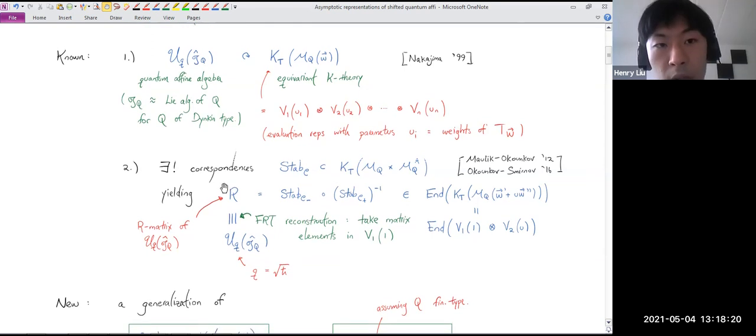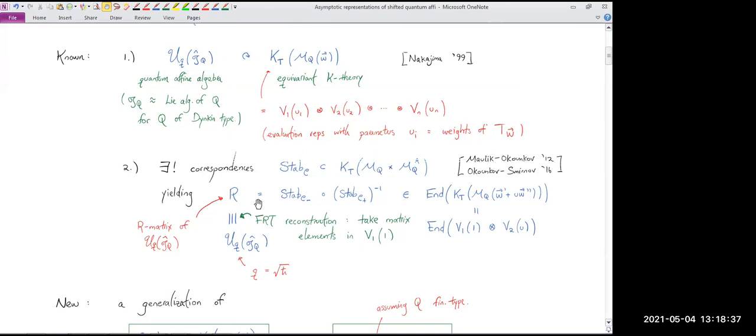But the converse is also true in the sense that if you give me the R matrix for a quantum affine algebra, I can run this procedure due to Faddeev, Reshetikhin, and Takhtajan to reconstruct the entire quantum affine algebra just from its R matrix.